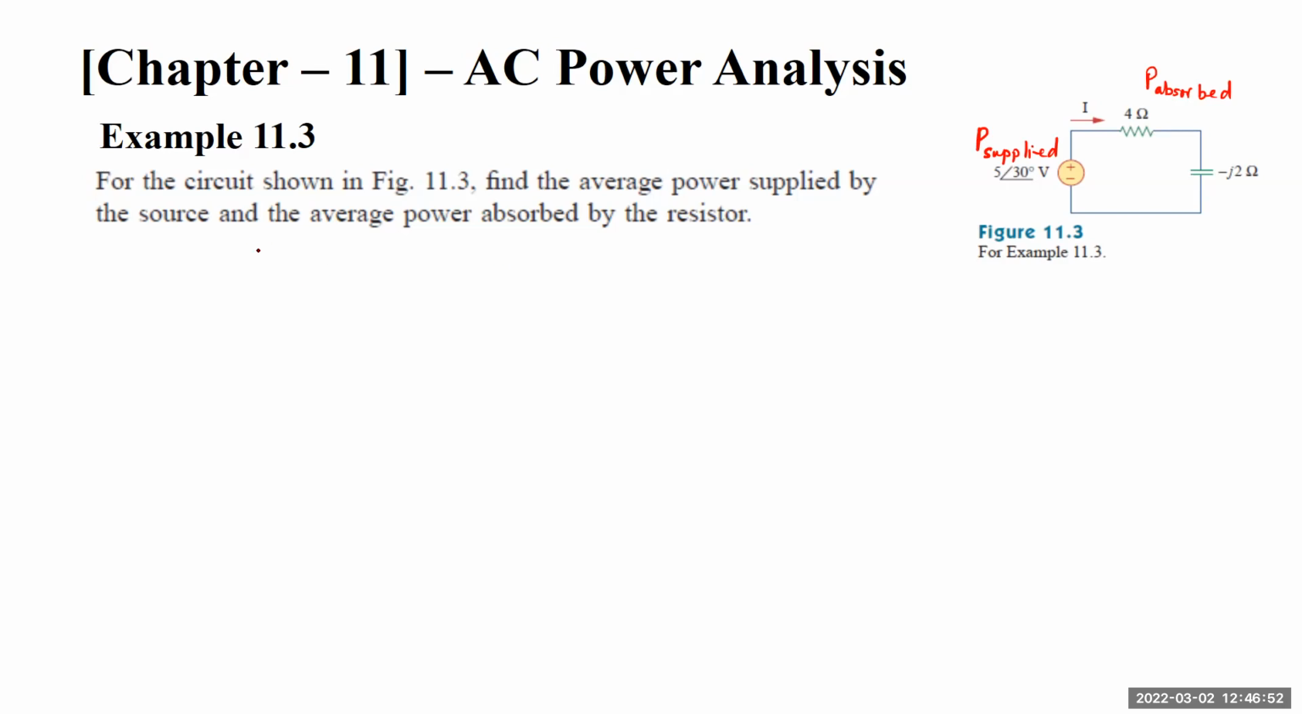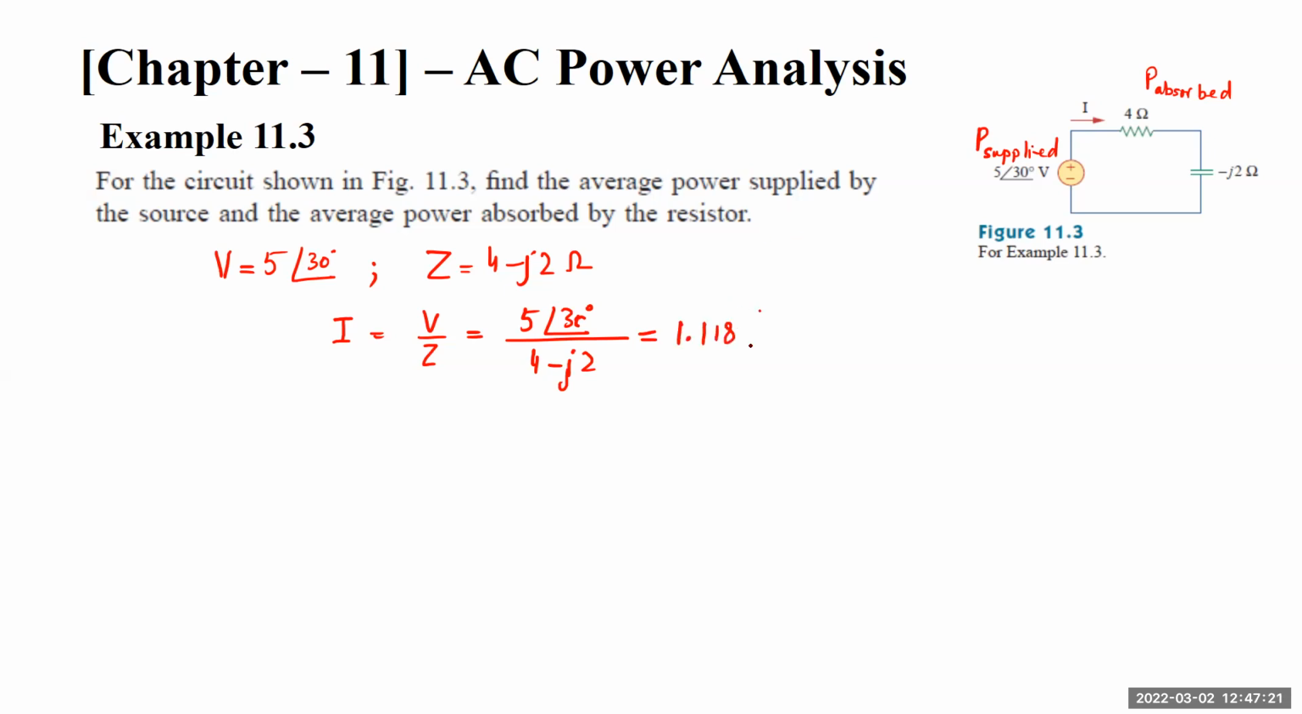First of all, in this case we know that the source voltage V is 5 angle of 30 degrees. Our overall impedance is 4 minus j2 ohms. So my current value is V by Z, which is 5 angle of 30 degrees divided by 4 minus j2, and this turns out to be 1.118 angle of 56.57 degrees amperes. This is the value of current.